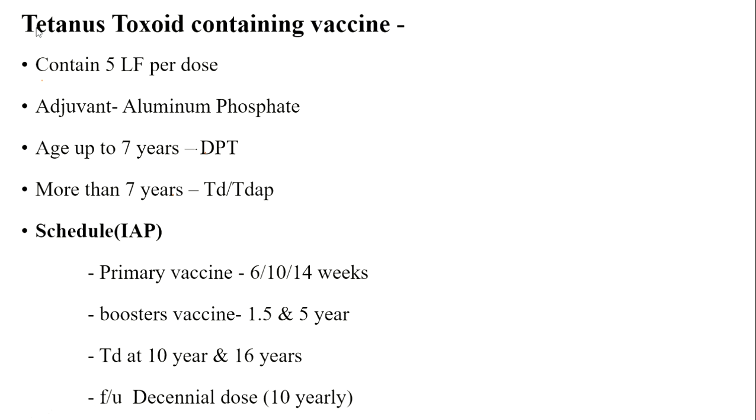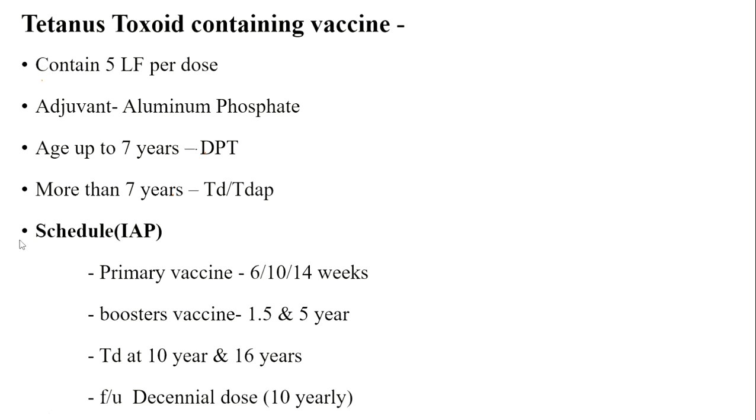Nowadays a standalone tetanus toxoid vaccine is not available. It is only available as a combination vaccine like DPT, TD or Tdap, and each dose contains 5 LF units of tetanus toxoid and aluminum phosphate as an adjuvant. For age less than 7 years, we use the DPT vaccine, which contains the acellular or whole cell pertussis component. And for age more than 7 years, we use the TD or Tdap vaccine.